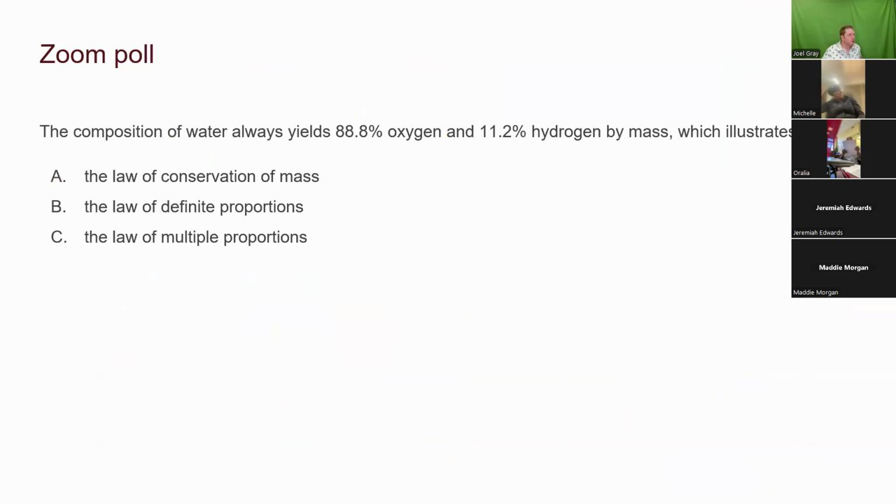Now, let's look at a poll here. Just a second, I'm going to get the poll going. And this is going to simply be A, B, C. Go ahead and launch this one. The composition of water always yields 88% oxygen, 11% hydrogen by mass, which illustrates conservation of mass, definite proportion, or multiple proportions.